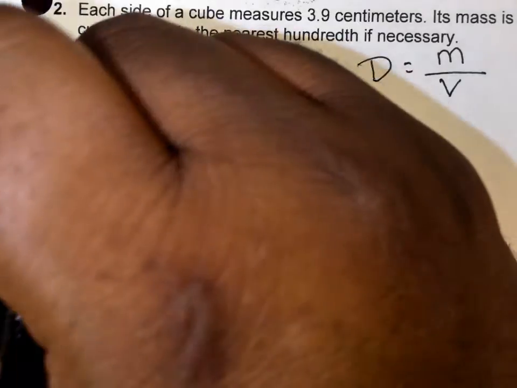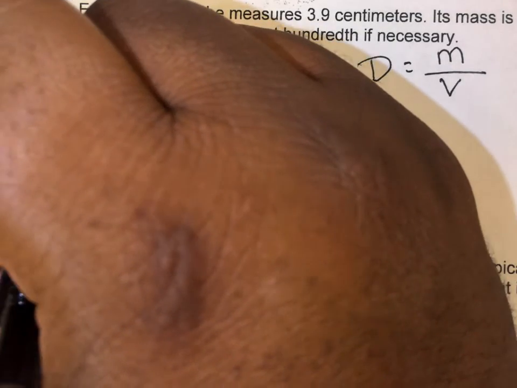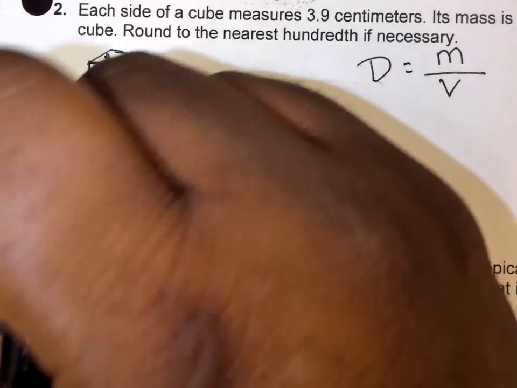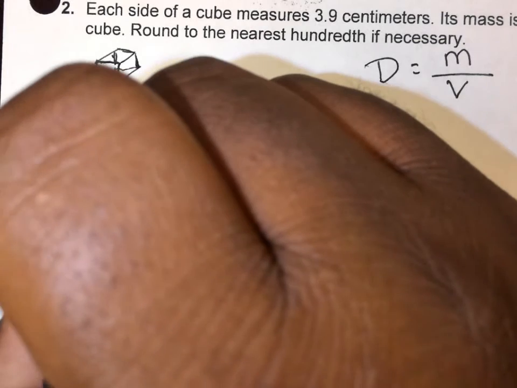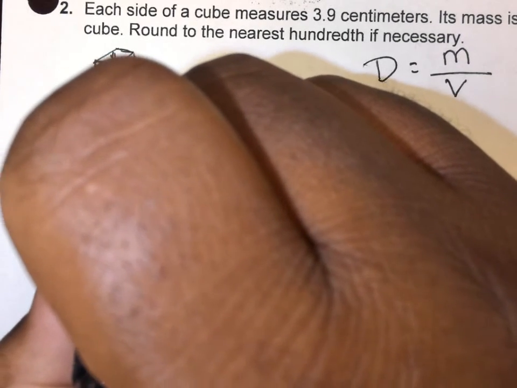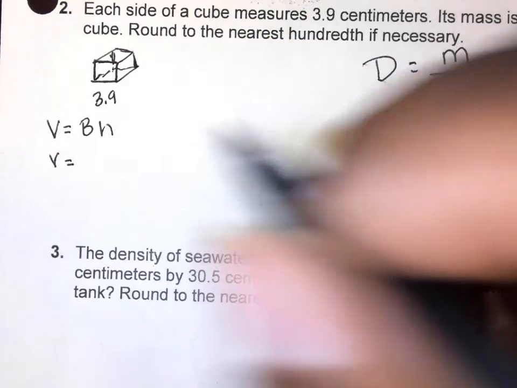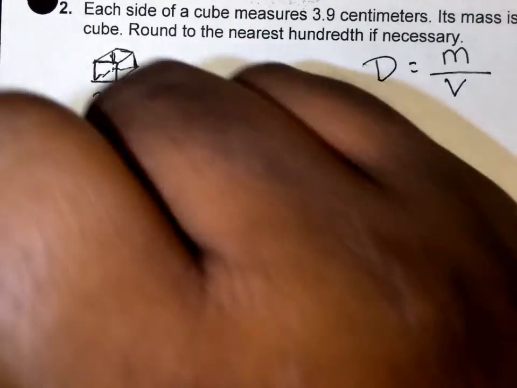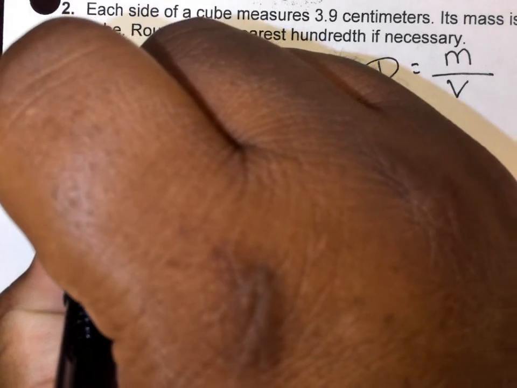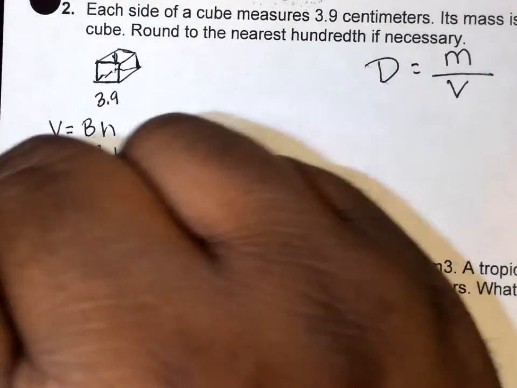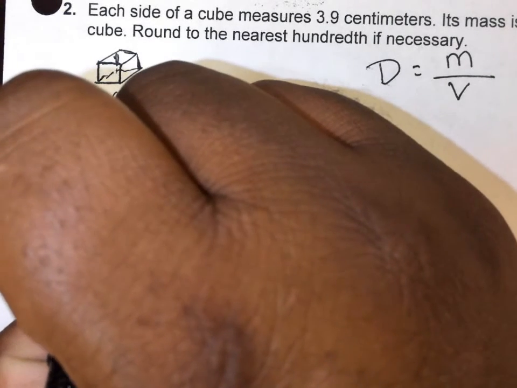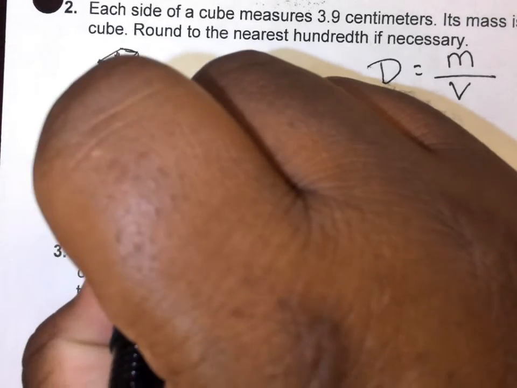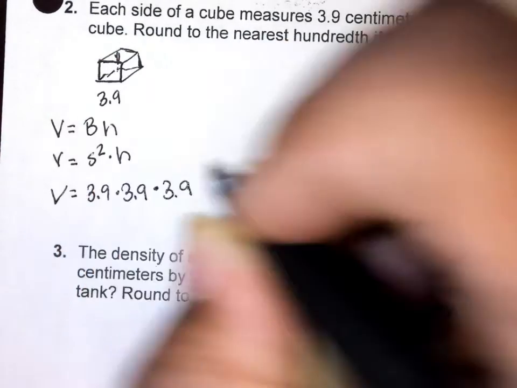My little cube here was 3.9. Let's do some volume formulas. Cube is a prism, so volume equals capital B times H. Since it's a cube, what does capital B turn into? More specifically, it's S squared. L times W won't be wrong, but the most specific answer for a cube is S squared. So then it's 3.9 times 3.9, that's S squared, times the height, which would be 3.9 as well.